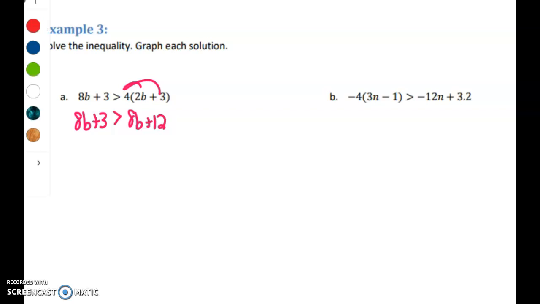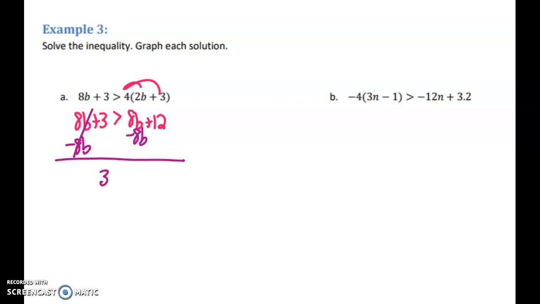The first thing we need to do is get the variables to the same side. So I'm going to subtract 8b to move it towards the left. When that happens, 8b minus 8b is 0, so it simplifies out. Same thing on this side, 8b minus 8b is 0, so it just leaves the 12. So now, this is a weird solution because the variable simplified out. So what you need to ask yourself is, is the inequality true? Is 3 greater than 12? And you're going to say no, 3 is not bigger than 12. So this is no solution.